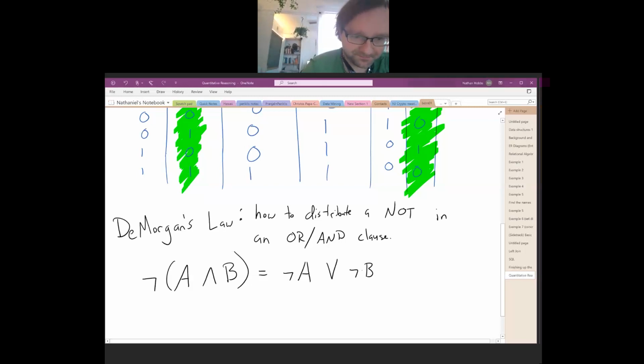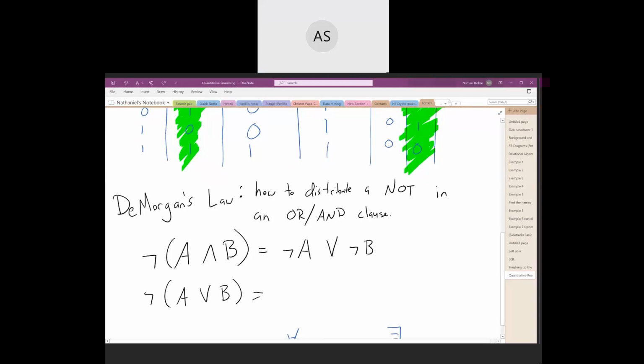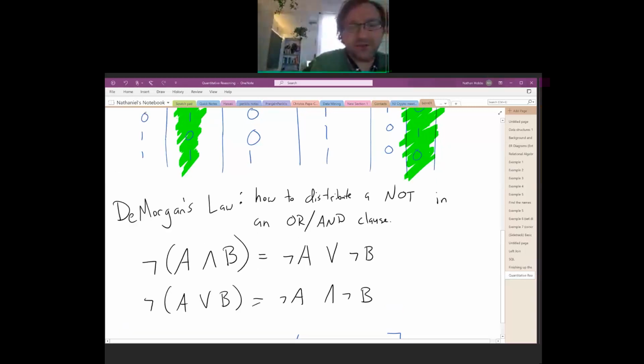Just for the sake of completeness, how about this one? So that's not A or B, right? That would be not A and not B. Very good.